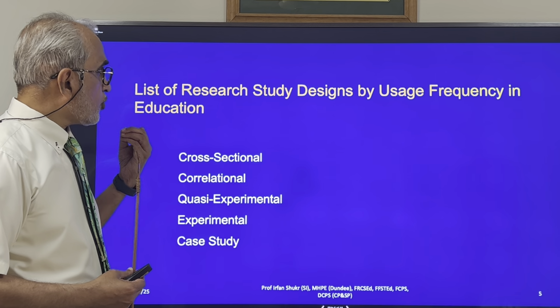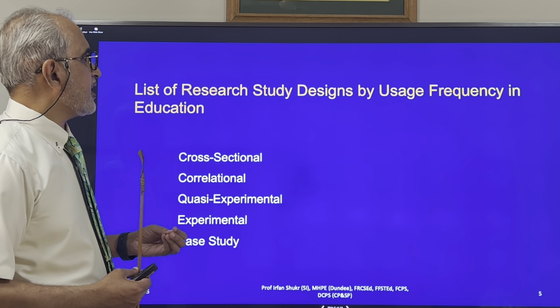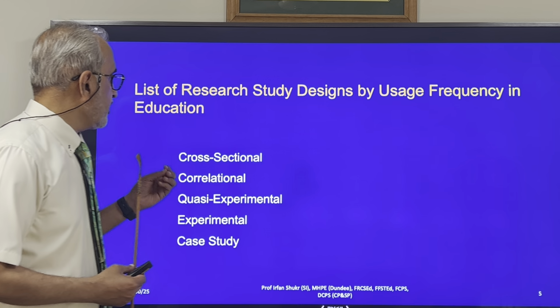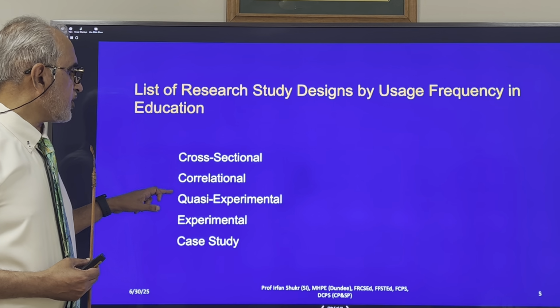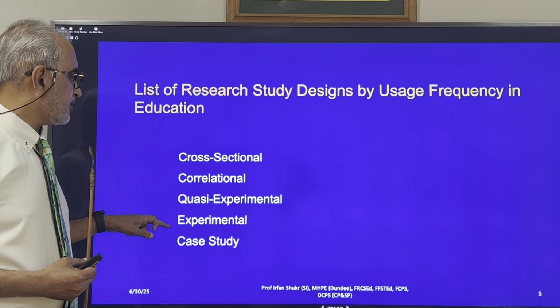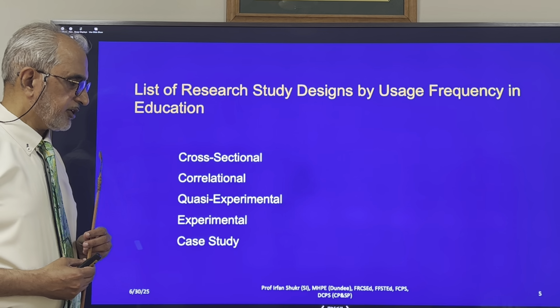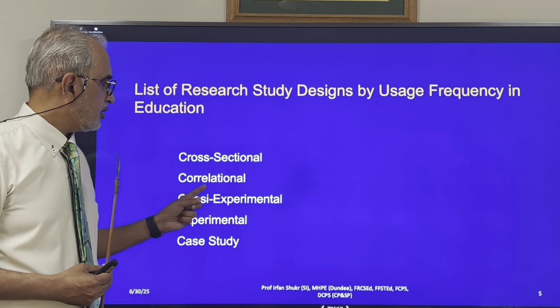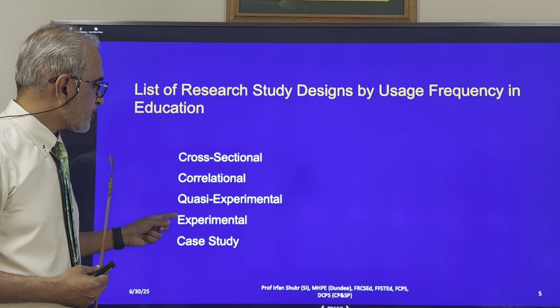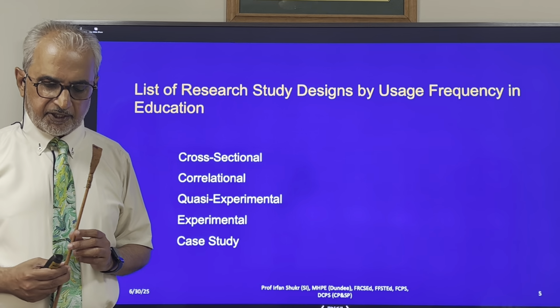The most common 5 study designs by usage frequency in education are cross-sectional, correlation, quasi-experimental, experimental, and case study. Let me repeat: cross-sectional, correlation, quasi-experimental, experimental, and case study.